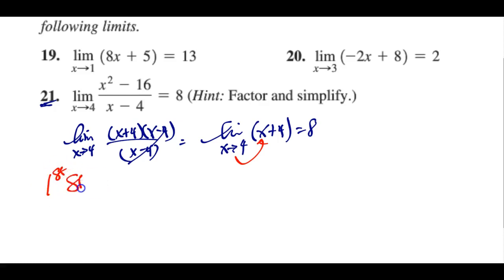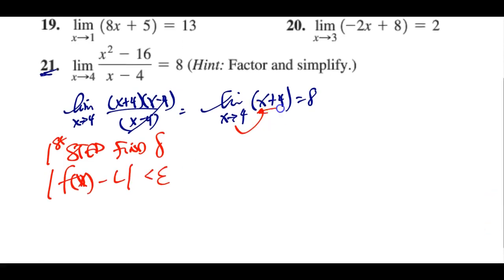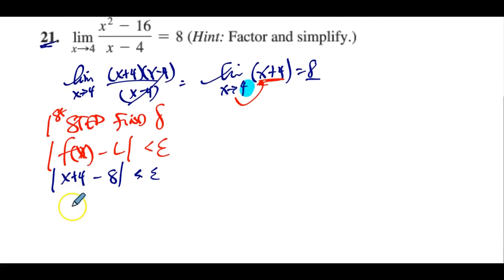So again, the first step is always to find delta. And to do so, we start with the formal definition. F of x minus L is less than epsilon. And in this case, the function is just x plus 4. And the limit is 8. And we want that to be less than epsilon. And hopefully when I get done, I'll find another 4, that blue 4, which is my a value. So let's see if I can't find that. Well, boom, I found it. This was an easy one. That's in the correct form already.